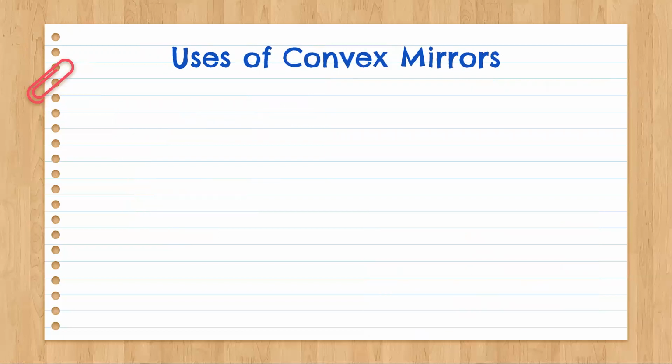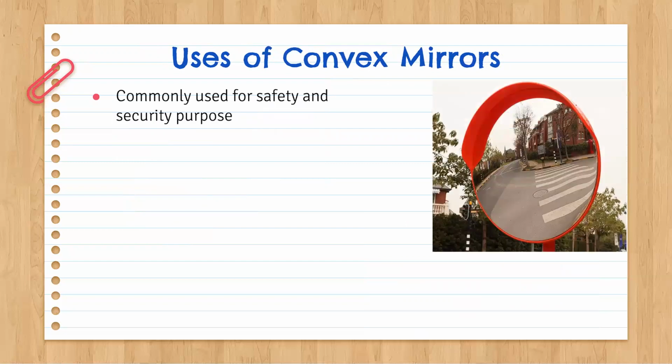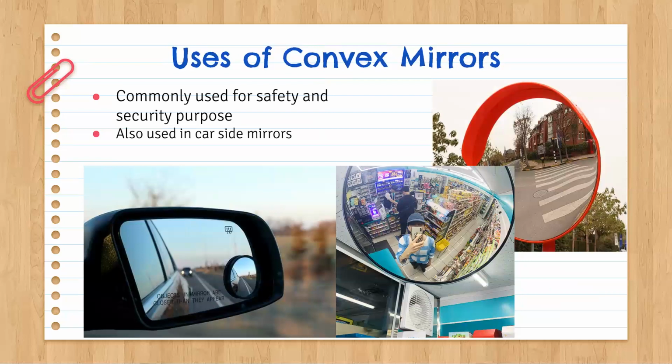Let's proceed with the uses of convex mirrors. Convex mirrors are commonly used for safety and security purposes. They are used in roads to lessen accidents. They are used in stores to lessen theft. They are also used in cars' side mirrors.